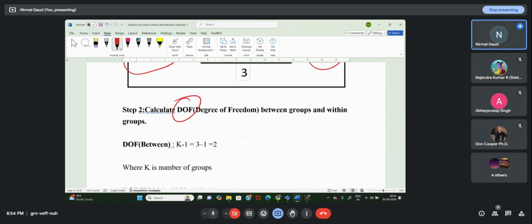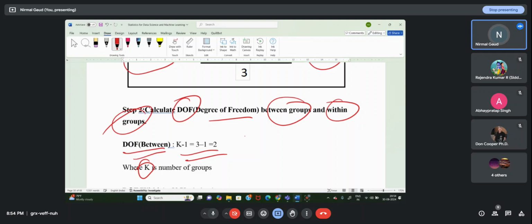Okay, so you have to calculate the degree of freedom between the groups and within the groups. Between the groups, I am having three groups. The formula for degree of freedom between the groups is k minus 1. The value of k is 3, so 3 minus 1 is 2. This is the between-group degree of freedom.